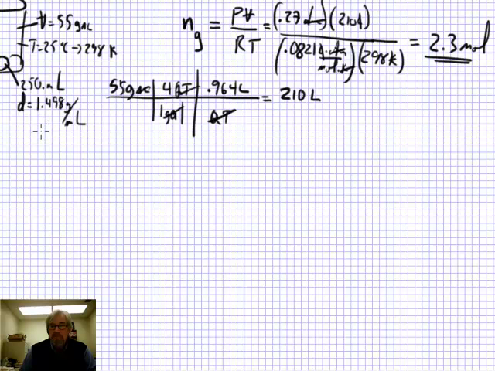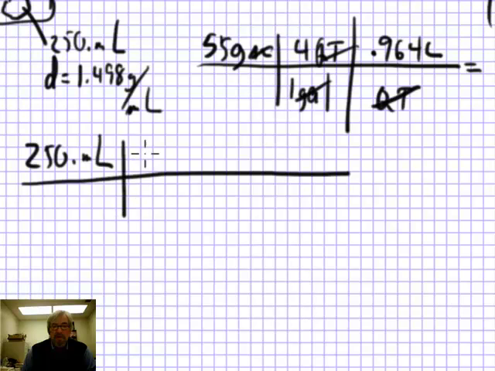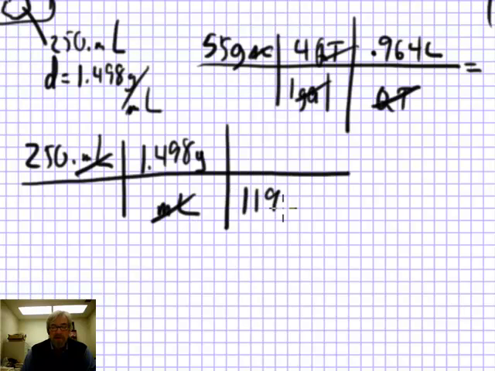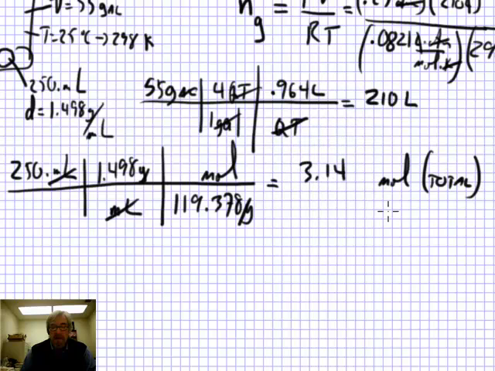How many moles of chloroform were there in all? Well, I know I started out with 250 milliliters of liquid chloroform. And I know that the density of the liquid was 1.498 grams per milliliter. So now I know how many grams of liquid chloroform were in there. Chloroform has a molar mass of 119.378 grams per mole. So with grams canceled out, I now know how many moles total were in this container before it began to vaporize. I do my calculation, and I find the answer to be 3.14 moles.